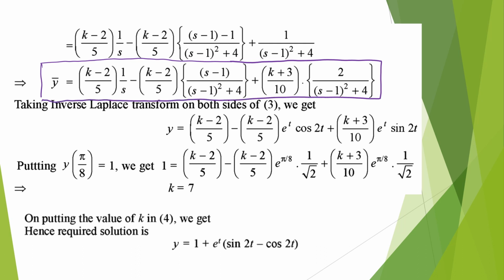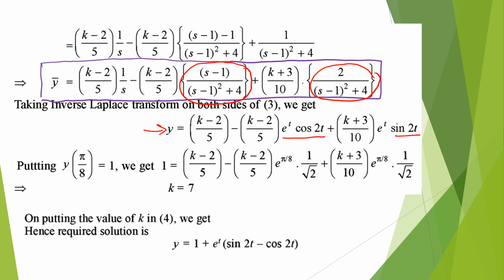Taking the Laplace inverse of the right side, k − 2 is constant, minus (k − 2)/5, and this term (s − 1)/((s − 1)² + 4). By using the shifting theorem and the cos 2t formula, we receive e^t cos 2t, and this will be converted using the shifting theorem to sin 2t. So y is equal to this, but this is not a solution until we get the value of k.